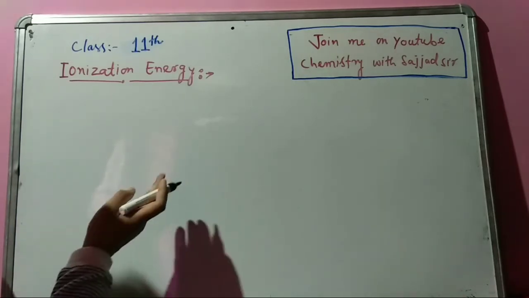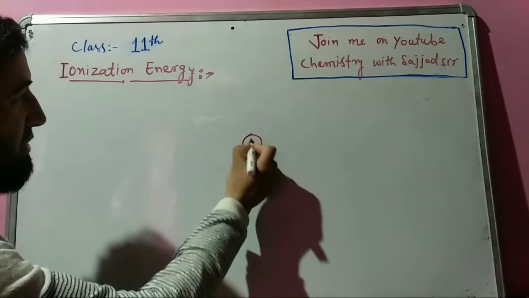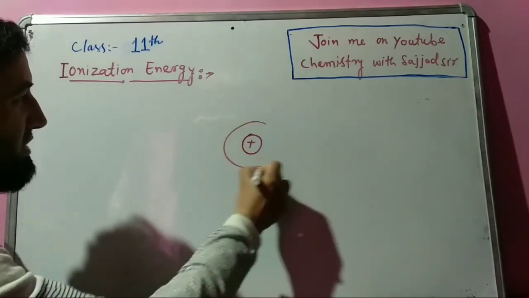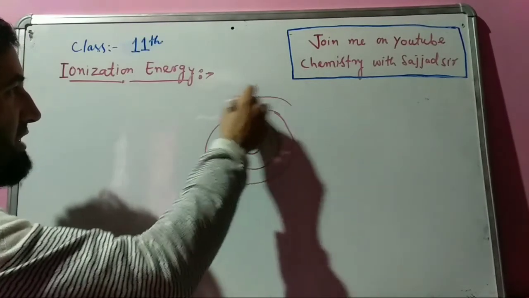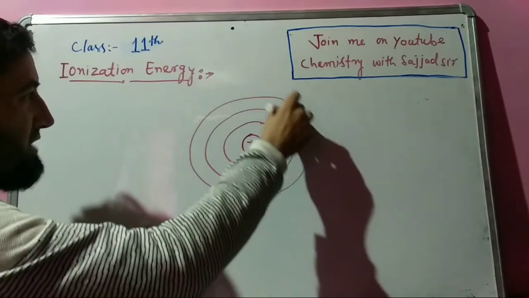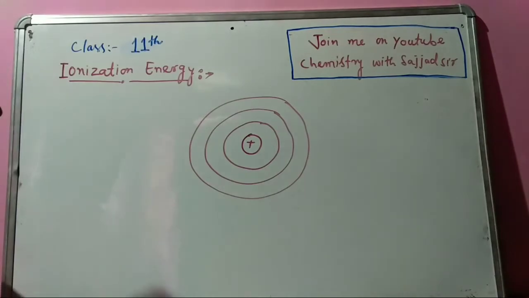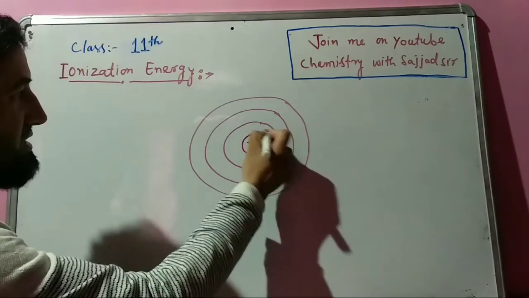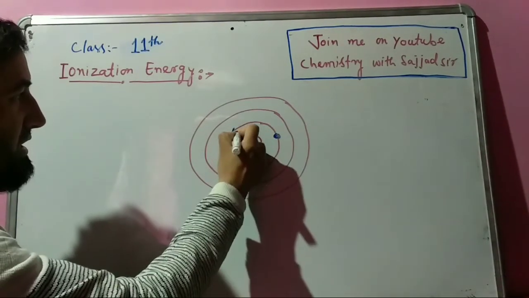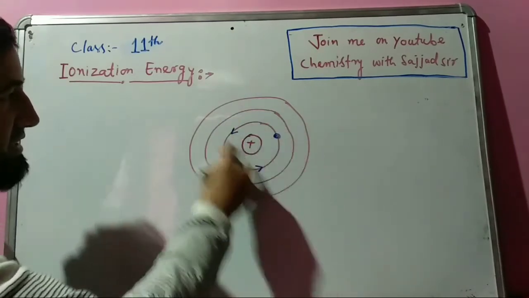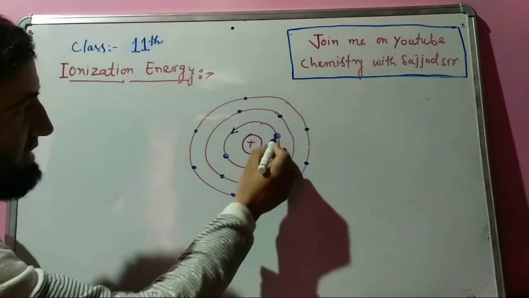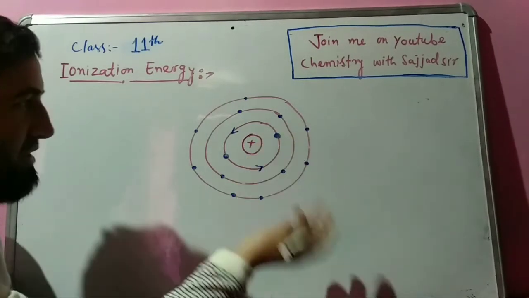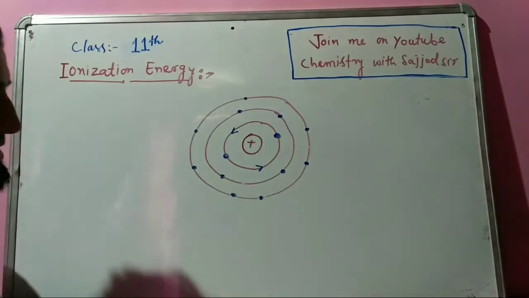As you know, in an atom the electrons revolve around the nucleus in circular paths, and those circular paths are known as shells or energy levels. Say these are our electrons, revolving around the nucleus in these circular paths. These electrons are negatively charged and the nucleus is positively charged.